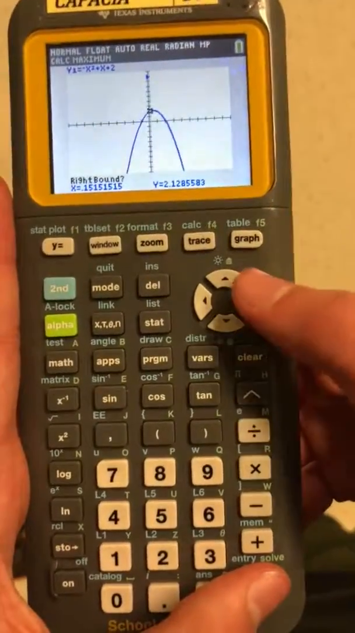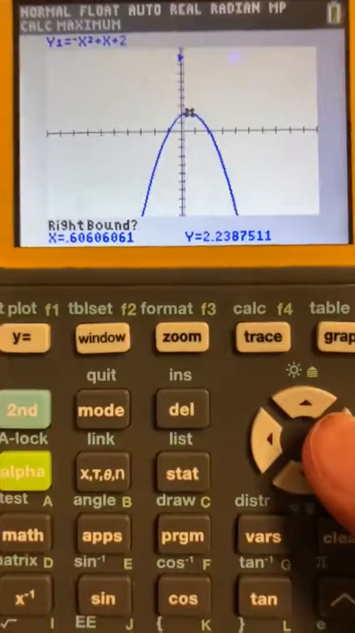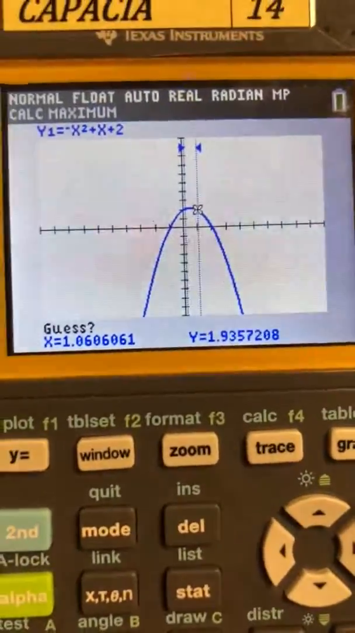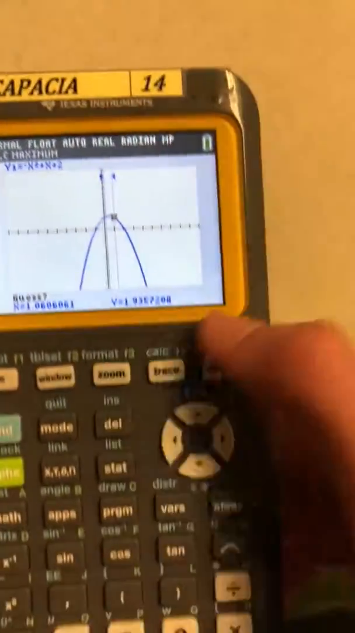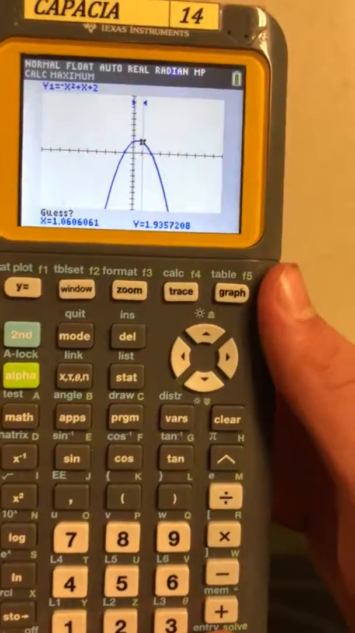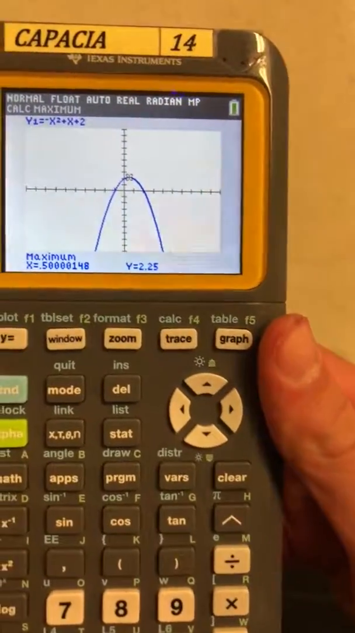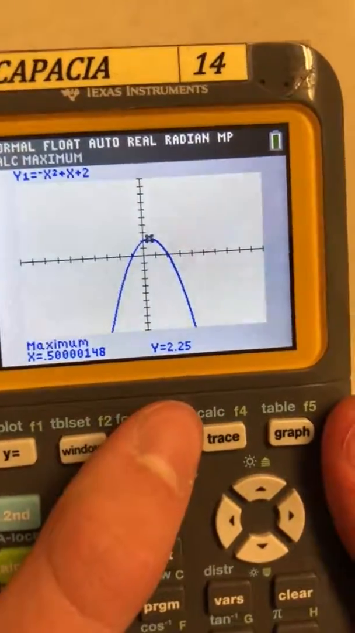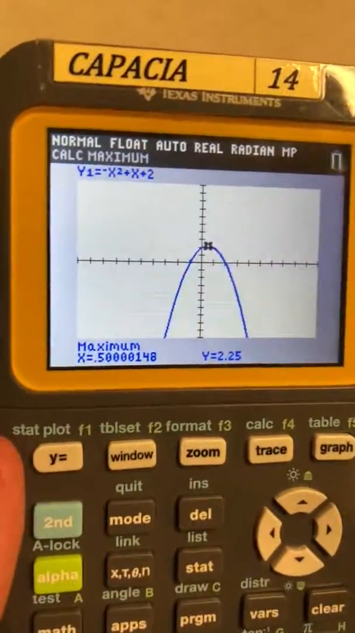You press enter once. A line will show up right there. It says right bound. You go right of the vertex, you press enter again. And then it says guess right there, so it's going to guess the vertex, which it's not really guessing, it's always right. But then you press enter again, and it shows the vertex is 0.5, 2.25. So that's how you find the vertex.